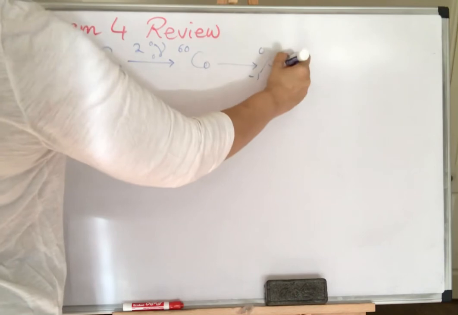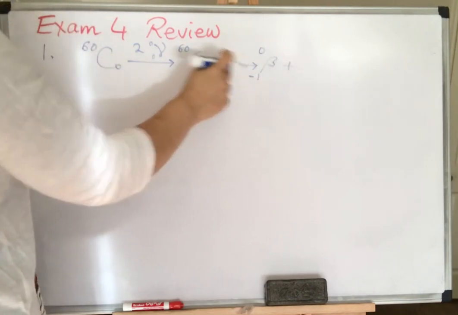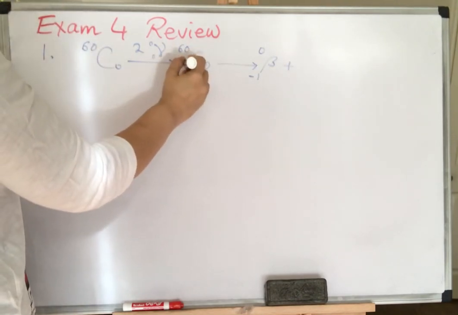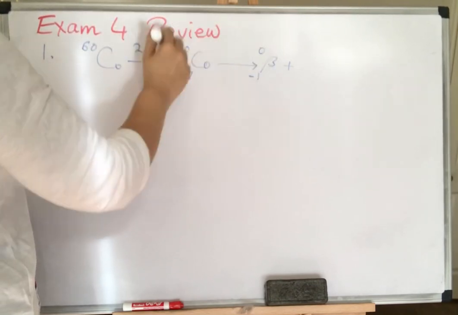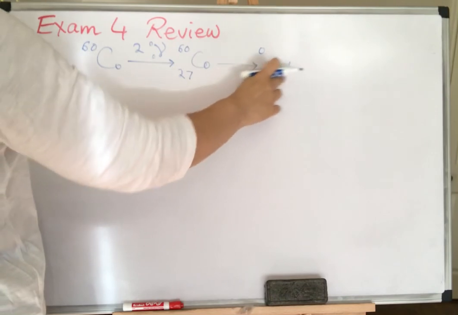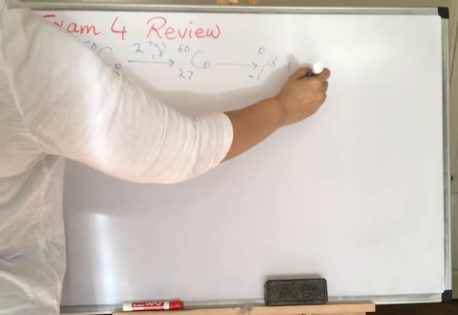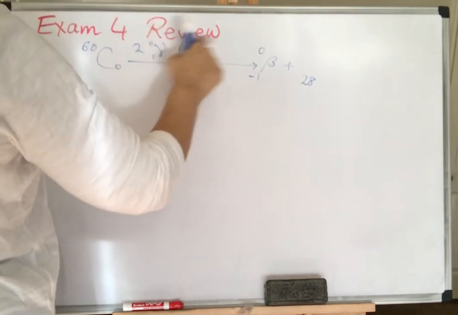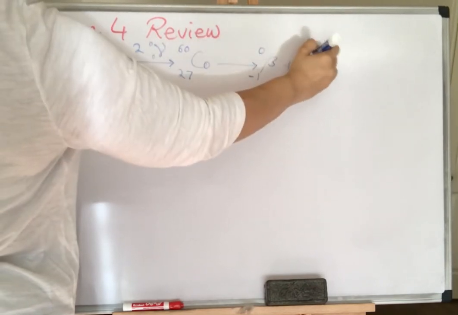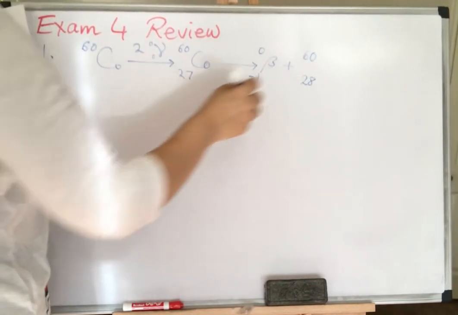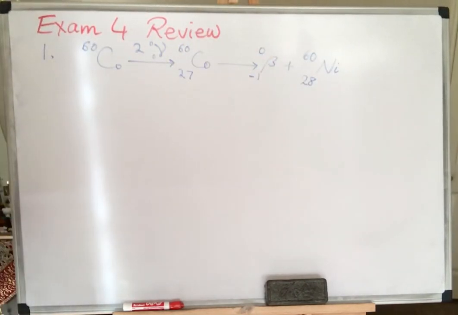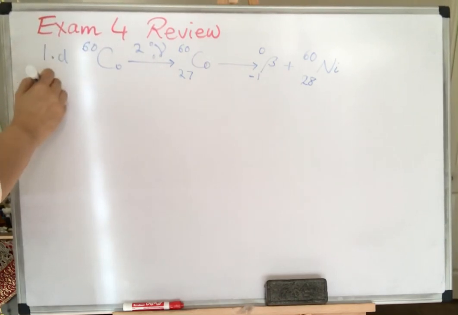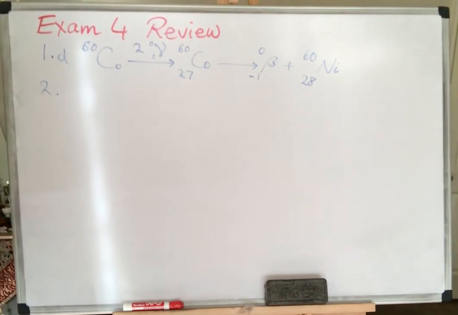So when you have beta emission, it means that cobalt is 27. You need to have a balanced equation. -1 plus what gives you 27 plus 28. And here you have 0 and you must have a 60. So the only particle given that has these 2 numbers on it is nickel, so D is the correct answer.